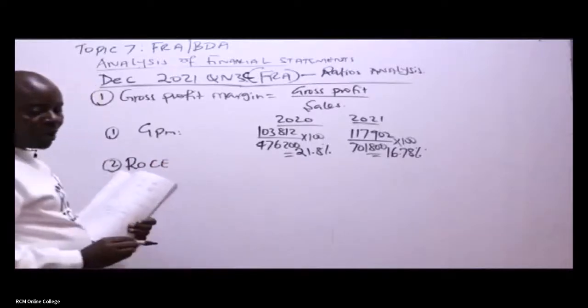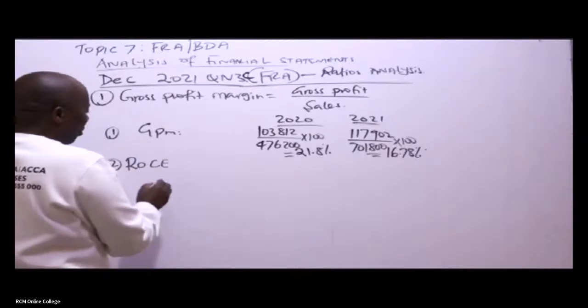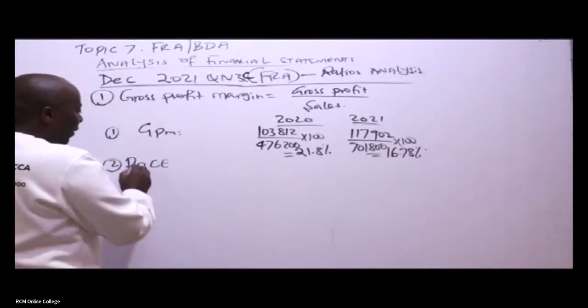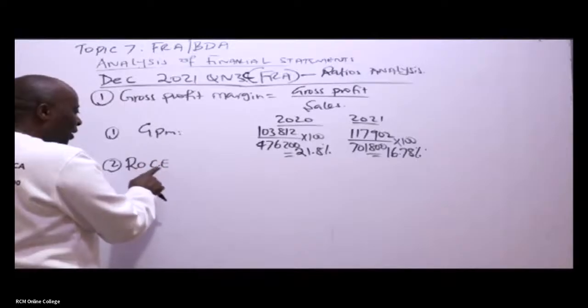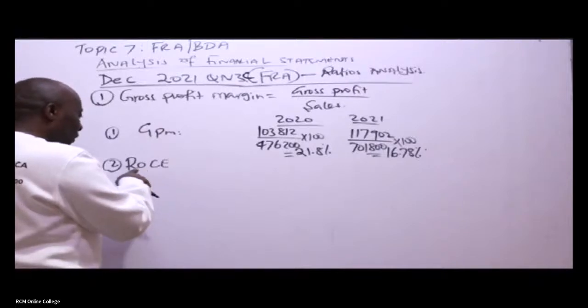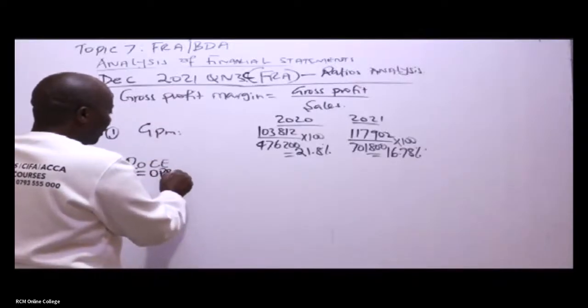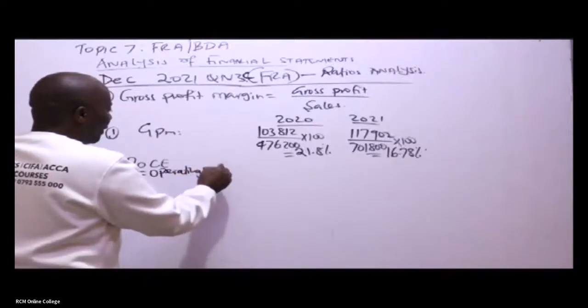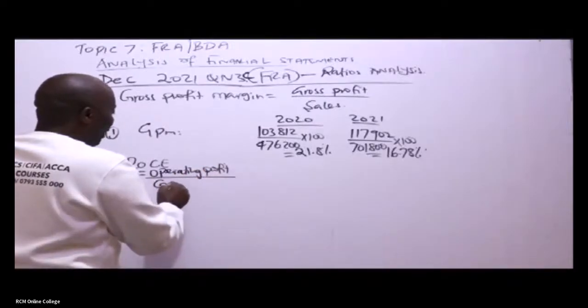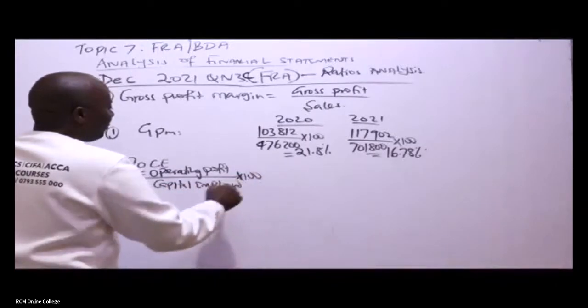ROCE is return on capital employed. How do we get this return on capital employed? Very, very easy. Whenever I see ROCE, please don't pronounce this as Rose. Rose is my sister. Rose is your mother. Professionally, we pronounce this as ROCE. Whenever I see this O, I am able to remember ROCE return is operating profit. So this is operating profit over capital employed times 100.